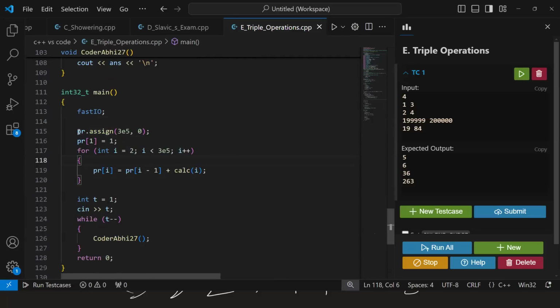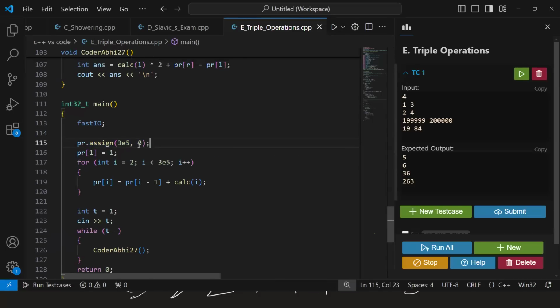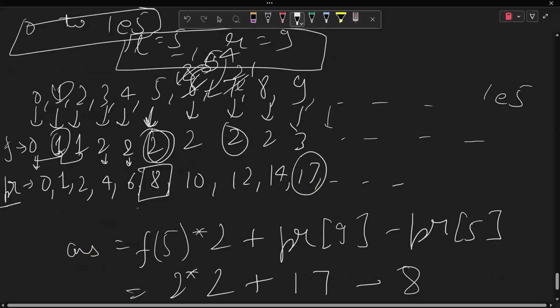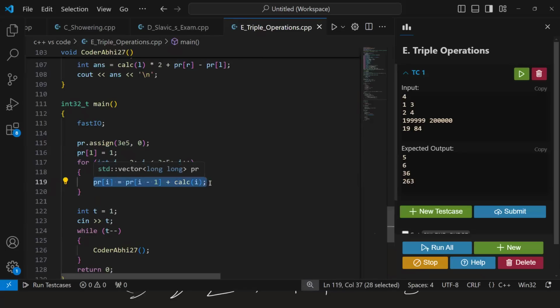Okay. Now, what we are doing, we would assign the prefix array to 0. We would initialize it with 0. We are taking the size as 3e5; 2e5 plus 1 would be fine. I'm taking just some extra. Okay, so prefix of 1 would be 1. For prefix of 1, my function would be 1 and my prefix would be 1. After that, I'm just calculating through the formula that prefix I is prefix I minus 1 plus the function of I, the calc of I, the number of steps I would take. So this way we are computing the prefix array.